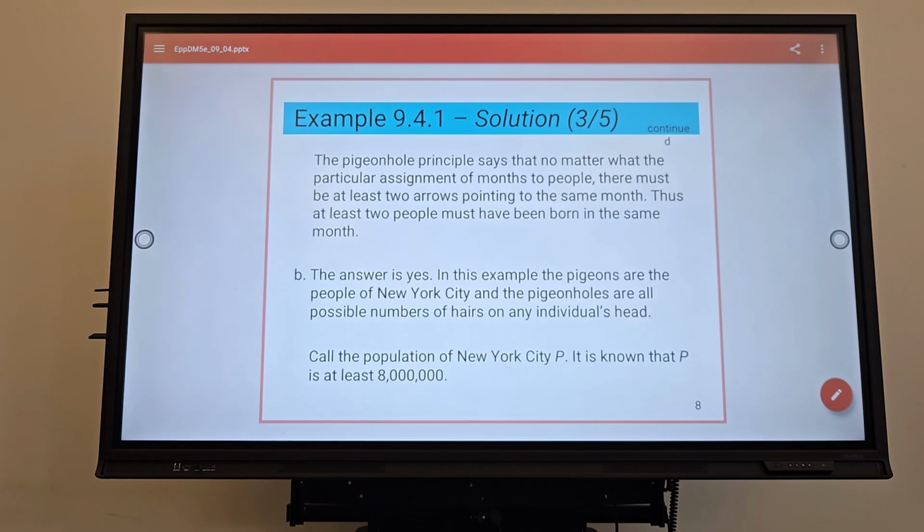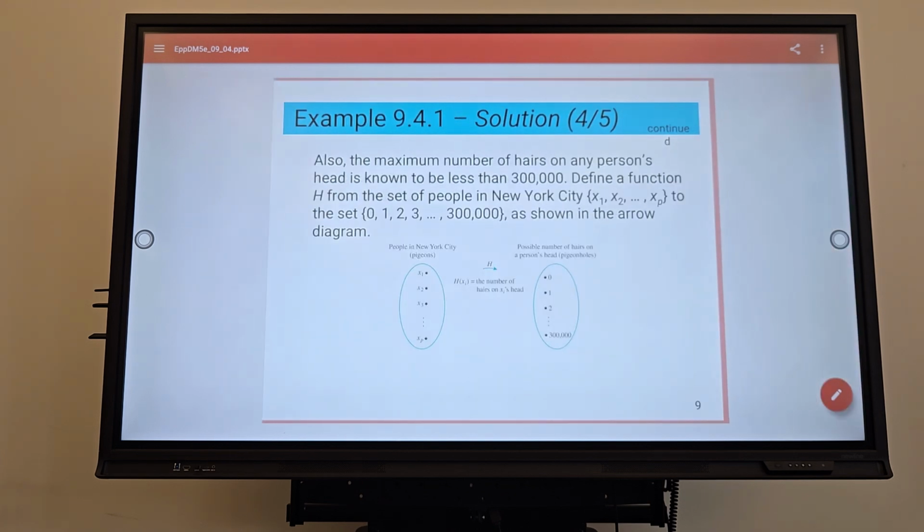In this example, the pigeons are the people of New York City, and the pigeonholes are all the possible numbers of hairs on any individual's head. Call the population of New York City P. It is known that P is at least 8 million people. Also, the maximum number of hairs on any person's head is known to be less than 300,000. So you define a function h from the set of people in New York City to the set of the number of hairs on a person's head, shown in this diagram here.